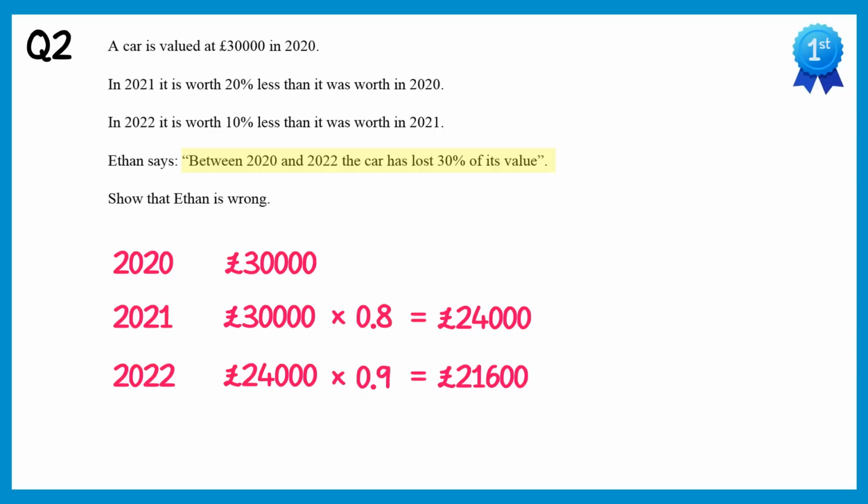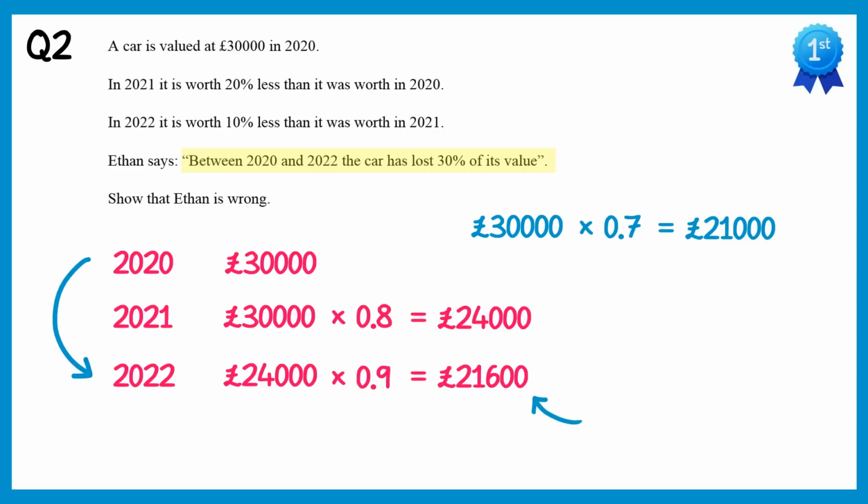So if we look what actually happens between 2020 and 2022, now if a car were to go down by 30% of its value, it would now be worth 70% of the original amount. So if we take the original amount, 30,000, and times it by 0.7, which is the multiplier for 70%, you get £21,000. But we know from our calculations that it's actually worth £21,600. Since these two numbers are not the same, we've shown that Ethan was wrong.